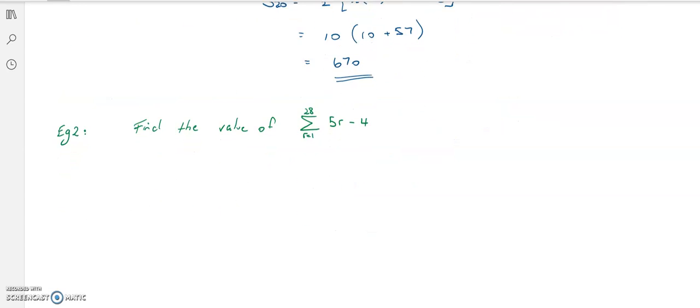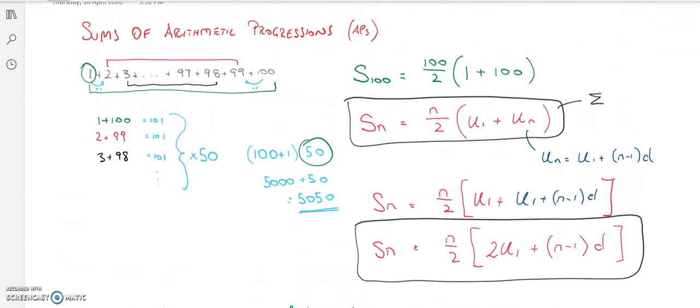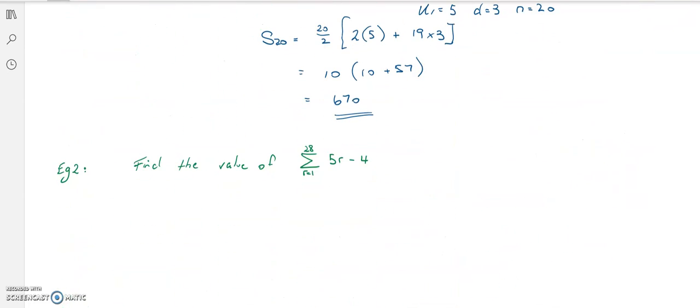Okay, a sigma sum example, and I think what you'll find here is that the use of the first formula is going to work for us with a sigma. I'll show you how. Because this is linear, I know that I have an AP. Let's just roll this out for a couple of terms. So r equals 1. This sum looks like this: 5 times 1 is 5, minus 4 is 1.